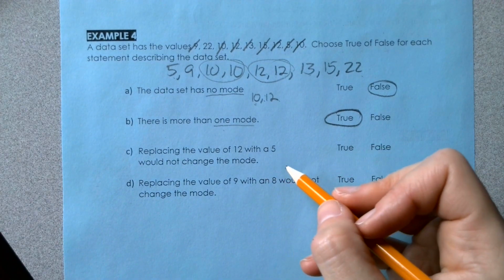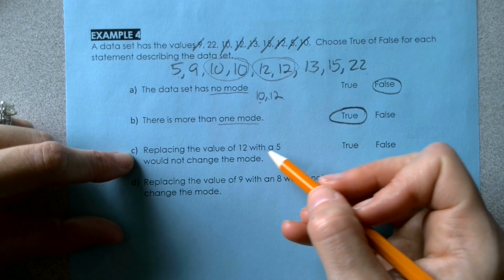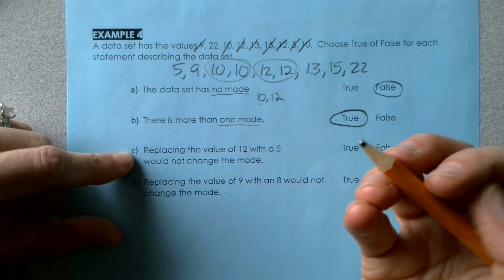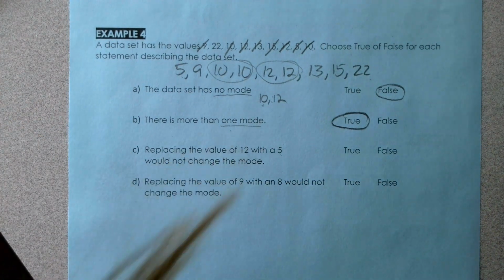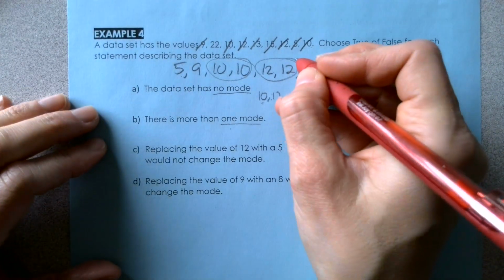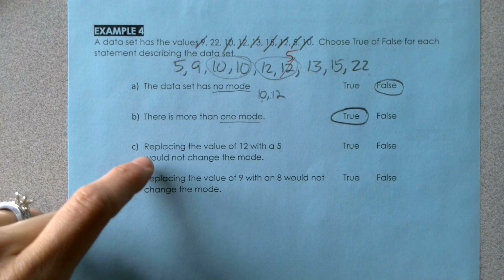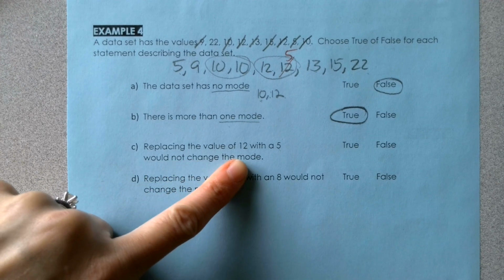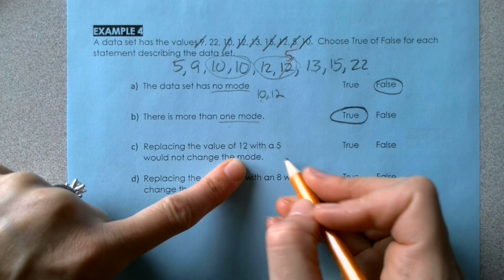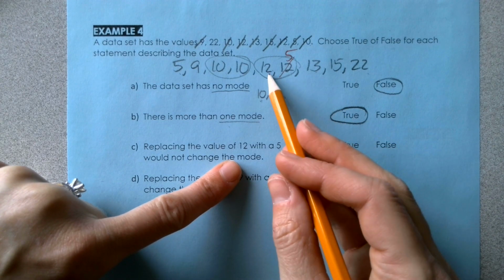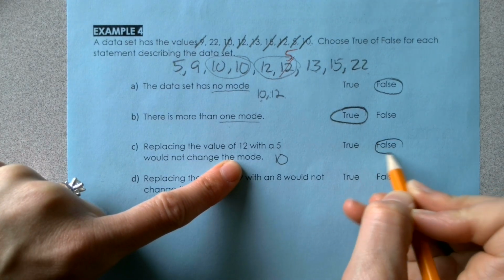Okay, so now we're going to mess with the numbers a little bit. We're going to replace the value of 12 with a 5. Just for visual sake, let's think about this. If I had a 5 here instead, they're saying the mode wouldn't change. Well, would it change? What is the mode now? 12 can't be a mode. It only is there once now. So the mode's 10. So this is false. It would change.